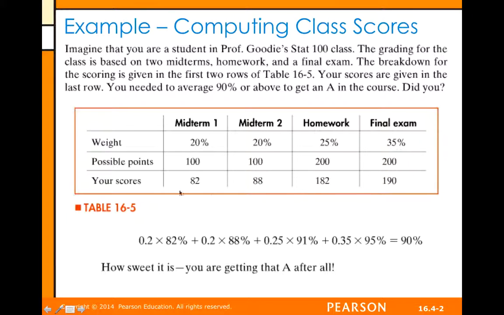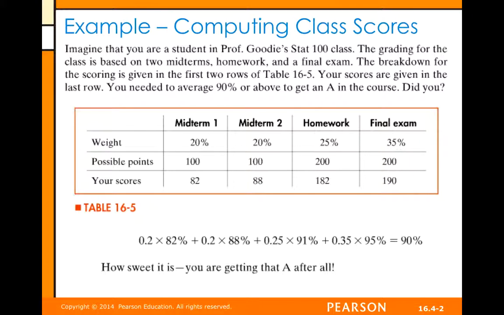This is like a snippet from his syllabus. The 2 midterms are both worth 20%, the homework is worth 25%, and the final exam is worth 35%. Suppose that each of the midterms is worth 100 points, the homework is worth 200 points, and the final exam is worth 200 points, and these are your scores. You got an 82 on midterm 1, an 88 on midterm 2, 182 out of 200 points on the homework, and 190 out of 200 points on the final. How do you calculate your grade?